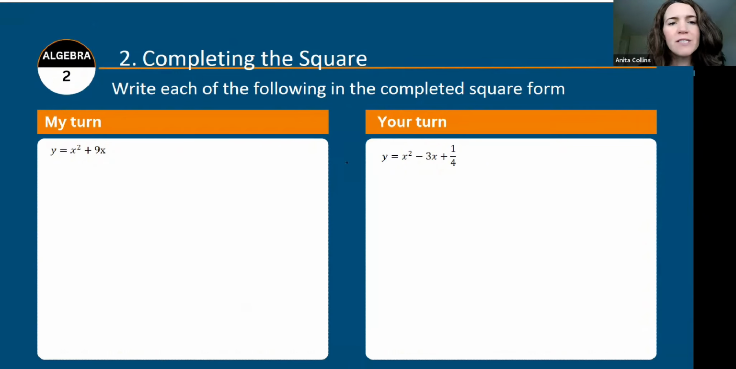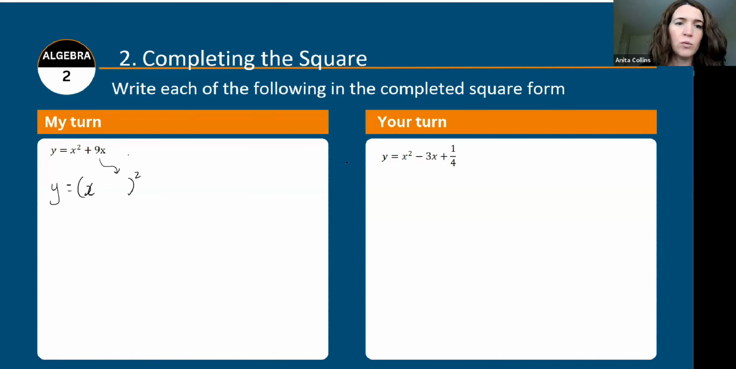Completed square form. Now, this first one is a little bit different because there's no constant here at the end. It's not a three-term quadratic, it's a two-term quadratic. Don't worry, just follow the steps. So first thing we do is write down the bracket squared and the x. Now we kick in with the song.